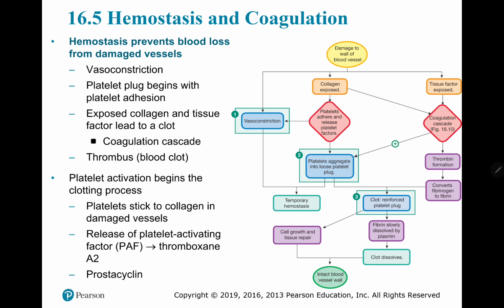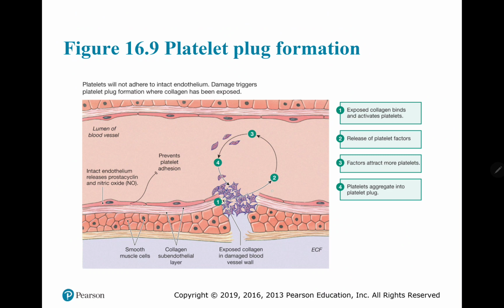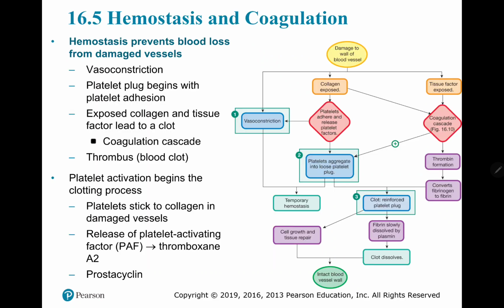What happens is that because there's a break in the blood vessel, as you can see right here, that collagen is going to be exposed, and because that collagen is exposed, it's going to bind and activate platelets. These platelets are going to release factors that attract more platelets to this area. So these platelets are going to aggregate to this area, and they're going to create a platelet plug that you can see right here. That's going to be that platelet plug, okay?